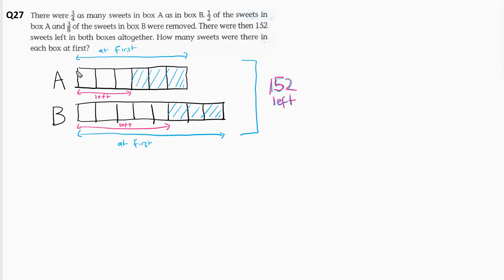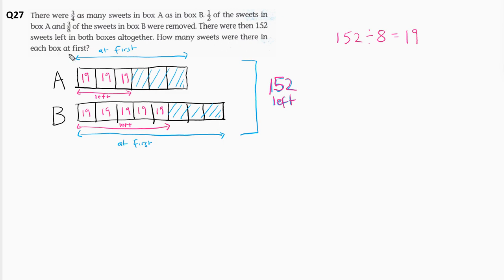This is what what's left represents. How many parts are left? Well, 1, 2, 3, 4, 5, 6, 7, 8 parts. If I divide 152 by 8, that gives me 19, which is how many sweets are represented by each of these parts. 19, 19, 19. And these are all 19 as well.